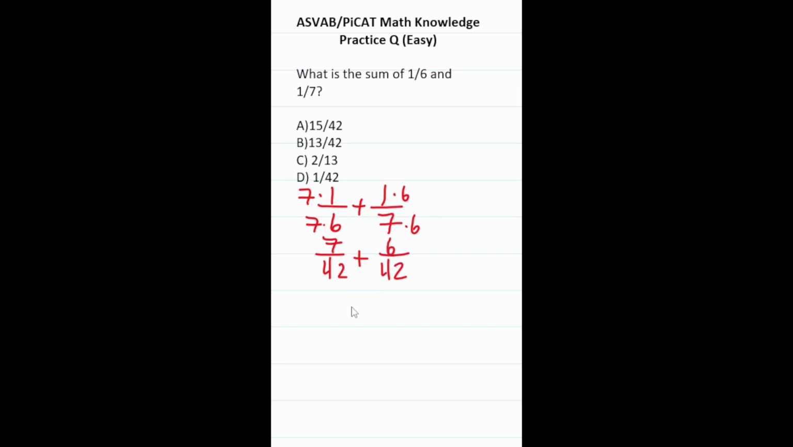When we add fractions, we keep the denominator the same. Then we just add our numerators. 7 plus 6 is 13. 13 is a prime number, so we can't reduce this fraction. This is B, 13 over 42.